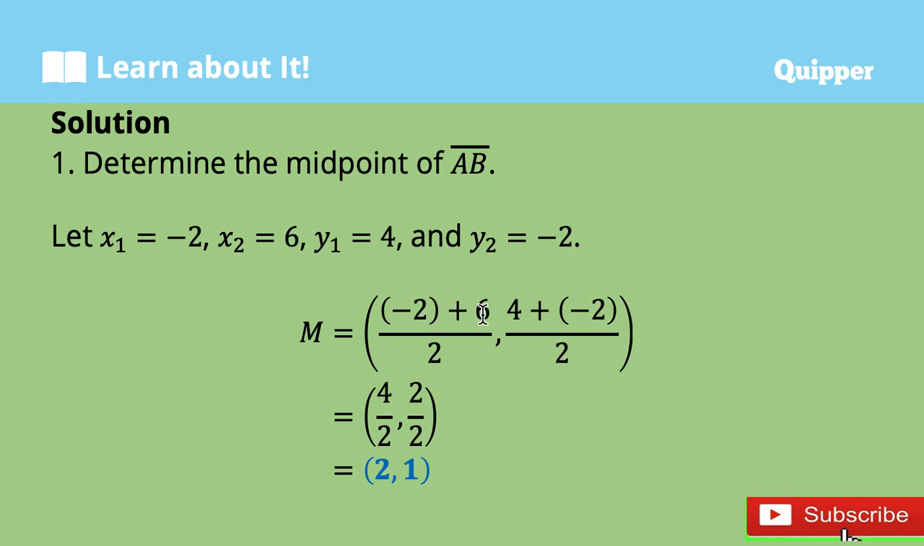Negative 2 plus 6 is positive 4 over 2, and that is 2. Now for 4 plus negative 2, that is positive 2 over 2. So we have 1. So the midpoint of the line segment AB is at 2, 1.